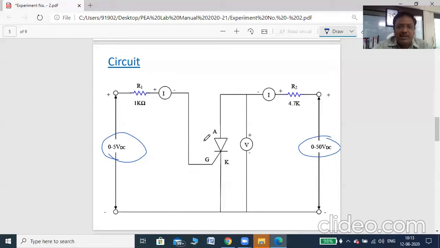In this particular circuit, when the gate voltage is equal to 0, it means the gate current is also equal to 0 milliampere. If you increase the voltage from anode to cathode, your SCR remains off, which is called the forward blocking state, because we are connecting positive to the anode with respect to negative. So the SCR is in the forward blocking state, but it will never conduct because the gate current is equal to 0, ideally.